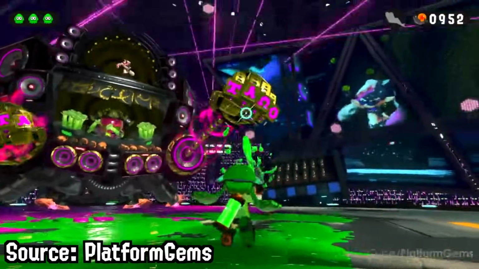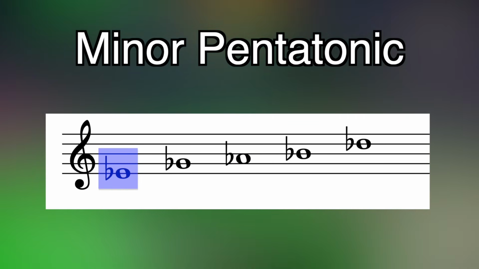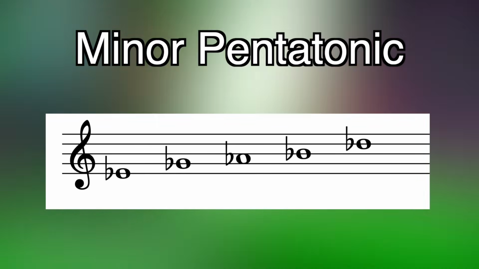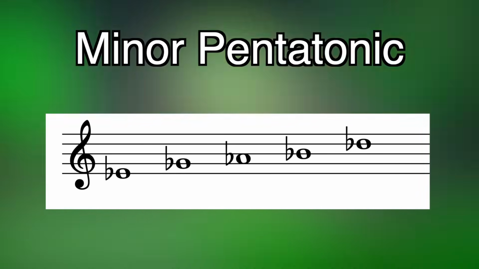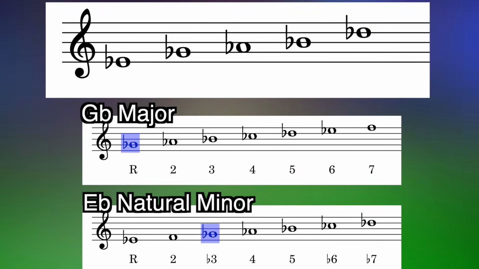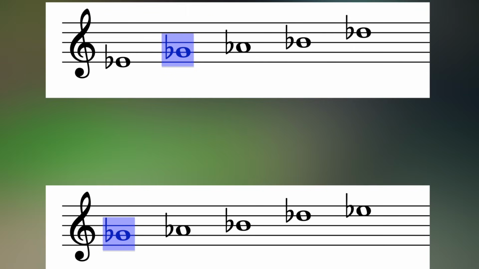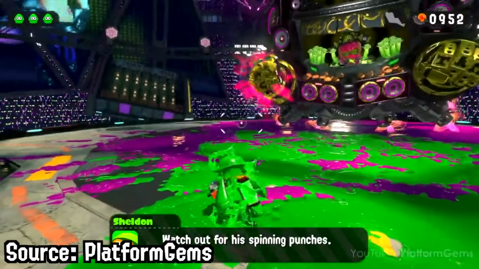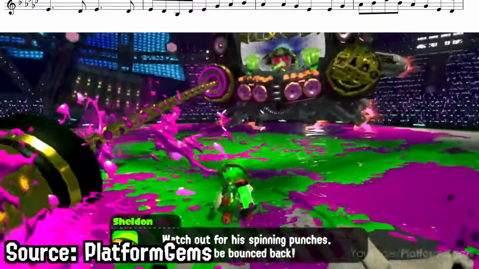But we also have another rather common pentatonic scale, that being minor pentatonic. This scale has similar properties to major pentatonic in that it's also just a series of major seconds and minor thirds. In fact, just like natural minor or Aeolian is a mode of major, so too is minor pentatonic to major pentatonic. We can see an example of an entirely minor pentatonic melody in the Squid Sisters' Calamari Incantation.